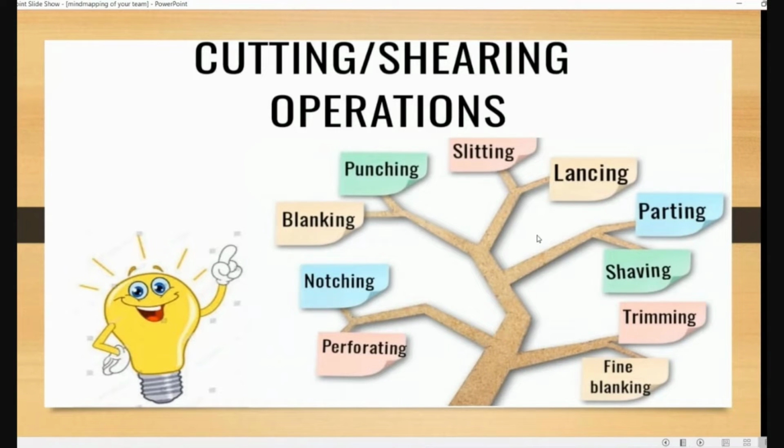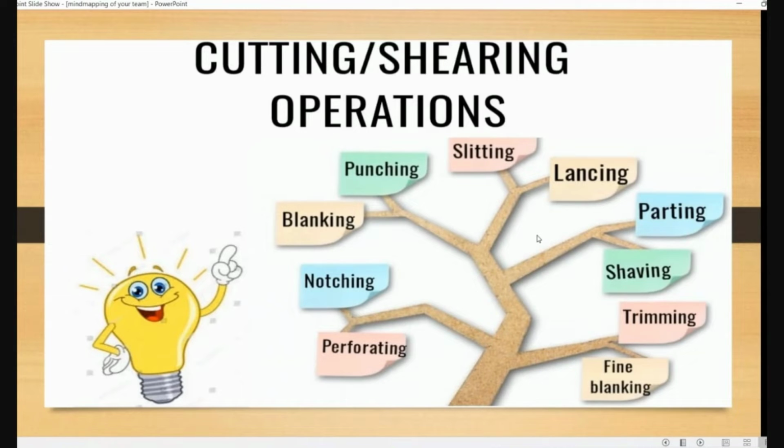Slitting. It refers to the operation of making incomplete holes in the workpiece. Lancing. This is a cutting operation in which a hole is partially cut and then one side is bent down to form a sort of tab. Since no metal is actually removed, there will be no scrap.